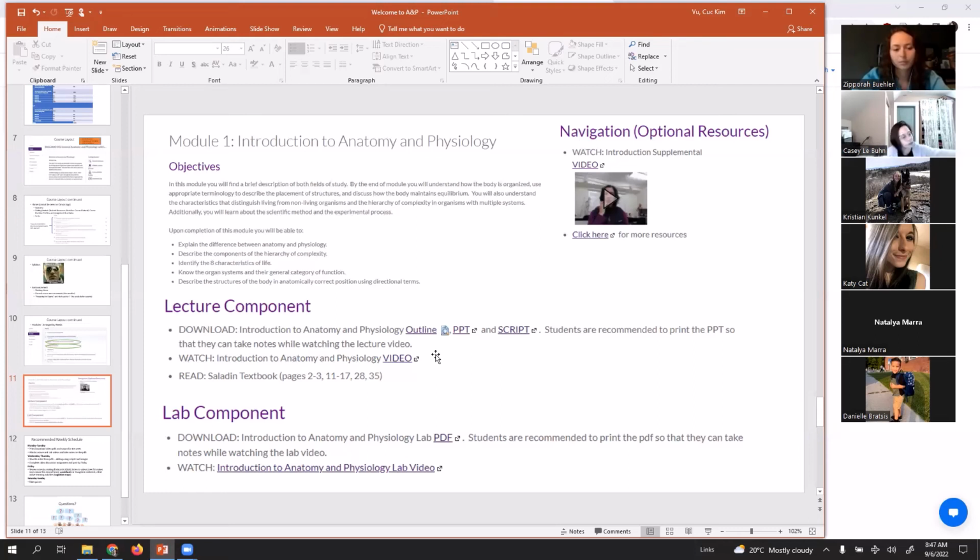So for the lab, that's where you'll also find the textbook to be very useful, because the textbook has larger or clearer images that you can go into and look at. So for the lab, download the PDF, and that's where Danielle asked about activities 1 through 4. They're in the lab PDFs. And then watch the video.